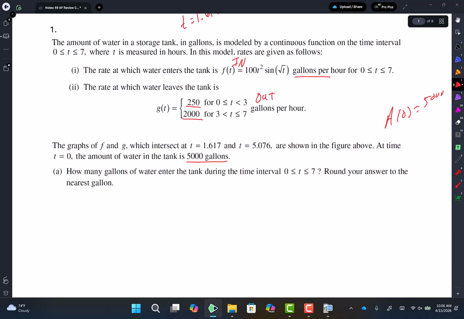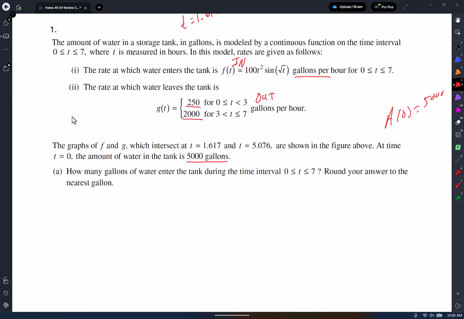How many gallons of water enter the tank during the time interval 0 to 7? Round your answer to the nearest gallon. Do I have to show any work? You just got to show the setup. So what do I write? Integral, 0 to 7 of what? f of t. Make sure to put the differential.